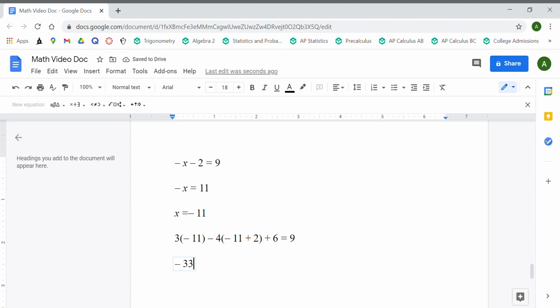Minus, okay, wait. Negative 11 plus 2 equals negative 9. Multiply that by negative 4 because of the negative sign. So that's the same thing as 9 times 4, which equals 36. Add 6 to that. So I take 36 minus 33 here, and we get 3 plus 6, which equals 9. Wow, I actually did that all on my own. And if you did this on your own as well, I am super impressed.